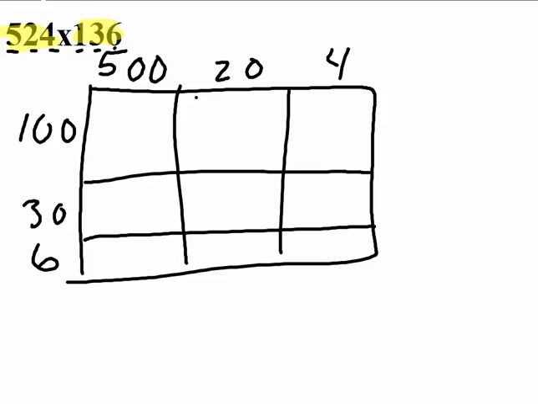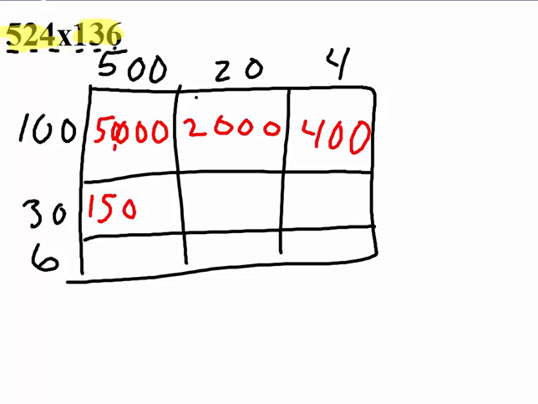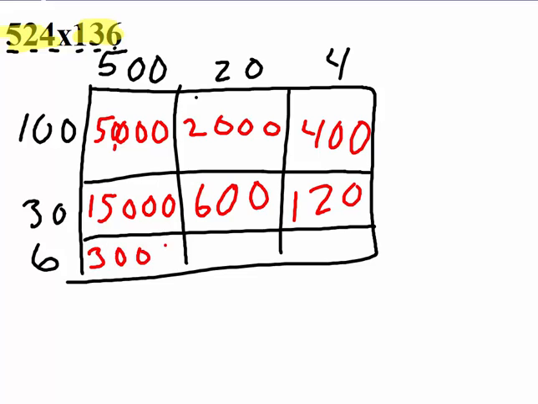And now I do 100 times 500. Well, that is 5 with 4 zeros. 100 times 20, which is 2,000. 100 times 4, which is 400. I'm just repeating the process with each of these. 600, 120, 3,000. 6 times 20 is 120. 6 times 4 is 24.